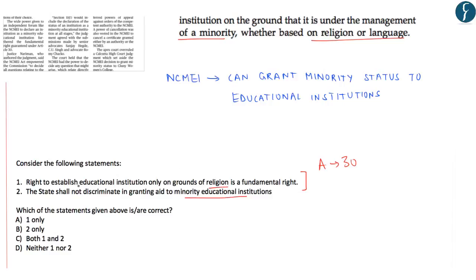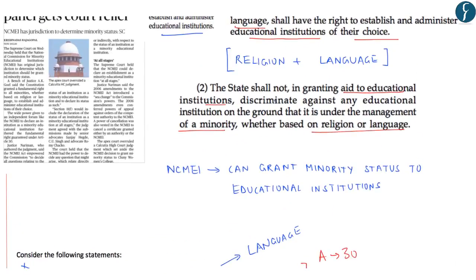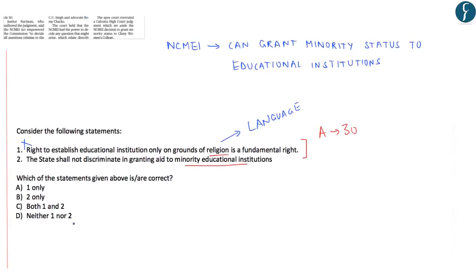It says, right to establish educational institution only on grounds of religion is a fundamental right. No, not only on grounds of religion, but also on grounds of language. Hence, this statement becomes incorrect. Second says, the state shall not discriminate in granting aid to minority educational institutions. Here we read that the state shall not discriminate. Thus, statement 2 is correct. Hence, the correct answer would be B.